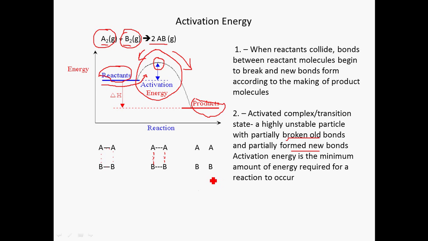And here we have our final new products that are formed. So when that occurs, these bonds are now broken. They don't exist anymore. And all we have is our bonds between our A atom and our B atom to form our molecule AB.